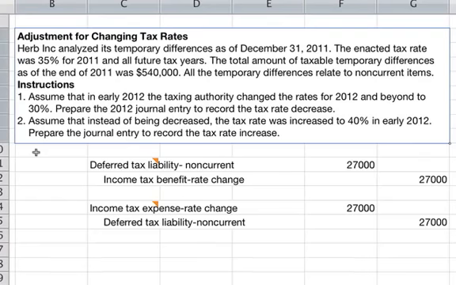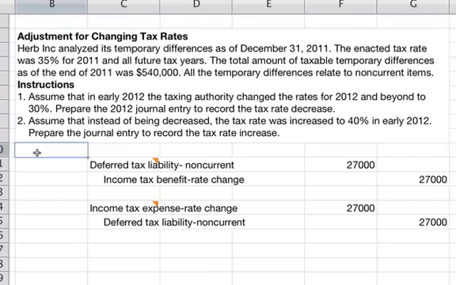So we're going to assume that in early 2012 the taxing authority changed the rates for 2012 and beyond to 30%, and we're going to prepare the 2012 journal entry to record the tax rate decrease. Then we're going to do the same thing and assume that instead of being decreased, the tax rate was increased to 40% in early 2012, and prepare that journal entry to just see the two differences and how to account for changes to the deferred tax liability account.